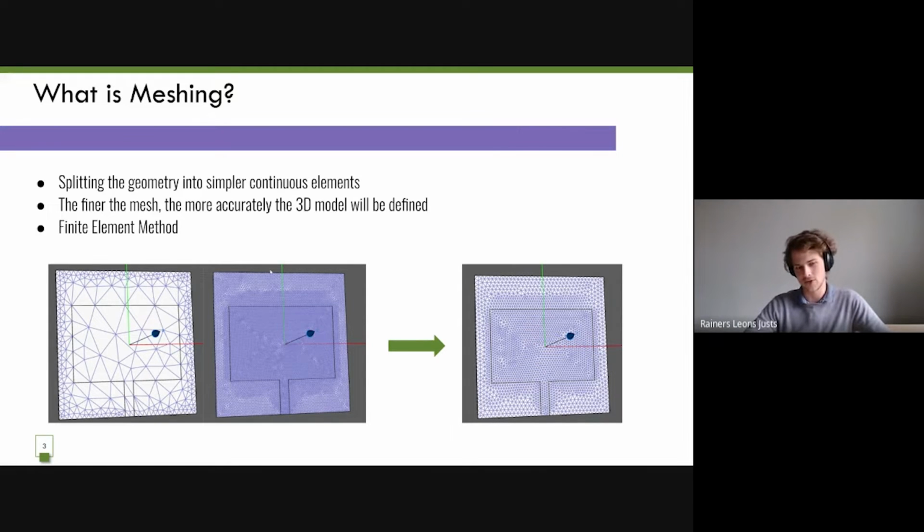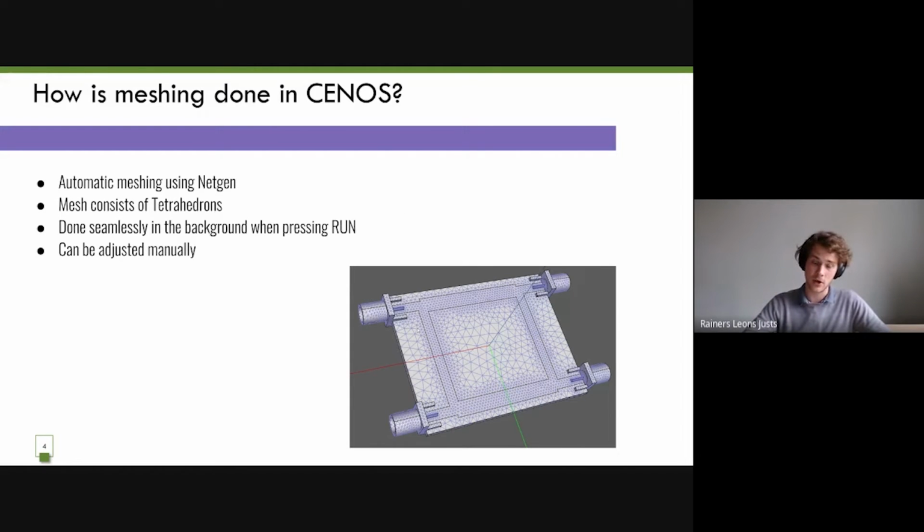As you can see in this image, we have a rather beautiful example of a very bad mesh, where the patch has an extremely rough mesh. On the right side, you can see another example of a bad mesh, where the mesh is extremely fine. Ideally, we want to see something where the substrate has a larger element size, and a smaller element size inside the conductive parts. But in CENOS, this is done automatically.